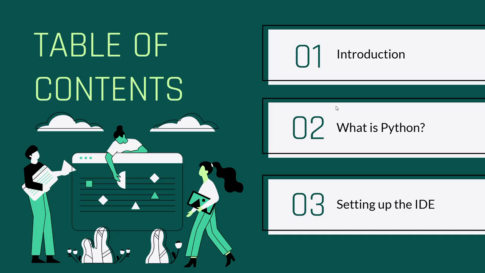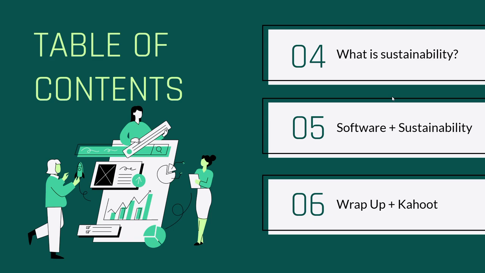So essentially, we learned what Python was, what programming languages are, and what software was. We set up the IDE, which was Google Colab, which I will explain later. And we also learned what sustainability was, and we learned how software and sustainability could work together as a team to solve real world problems. And we did a final summary and a Blooket instead of a Kahoot to end the session.